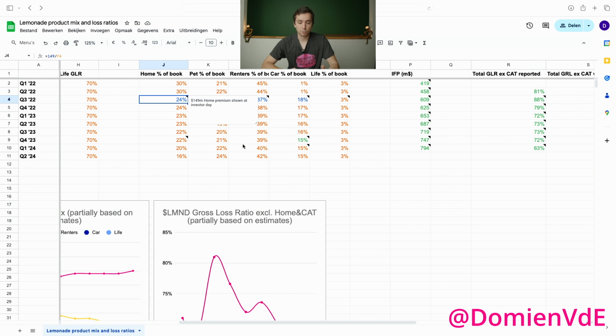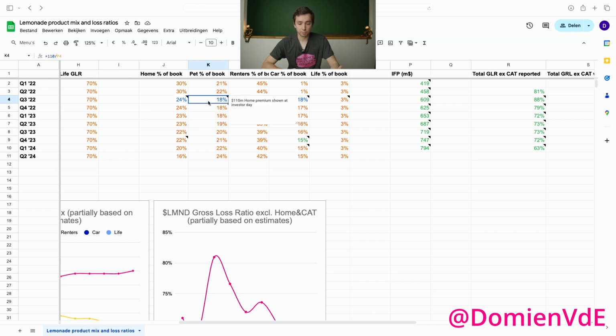This is basically their product mix, right? These columns here. And as you can see, we know that at this point in time, 24% of their book of business was home policies. This is a percentage of IFP, so not a number of policies, it's a percentage of their in-force premium. How do we know this? Well, at Investor Day, they showed us how much premium their home business was generating. So dividing that by their total IFP at the time gives us 24% of their book of business.